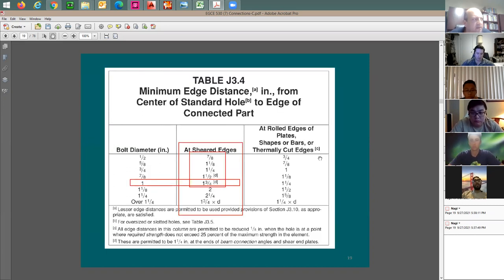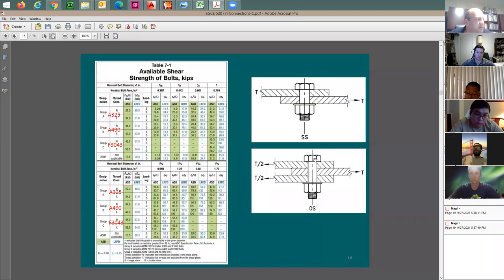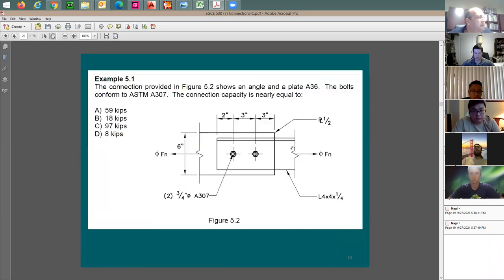Let me go back to these quick sketches. This is when you have single shear, double shear. So in my case, I'm gonna have one angle, one plate. I don't have two angles or two plates to consider to be double shear. The bolts conform to ASTM A307. That's gonna be the conventional bolt, the machine bolts, normal threads.